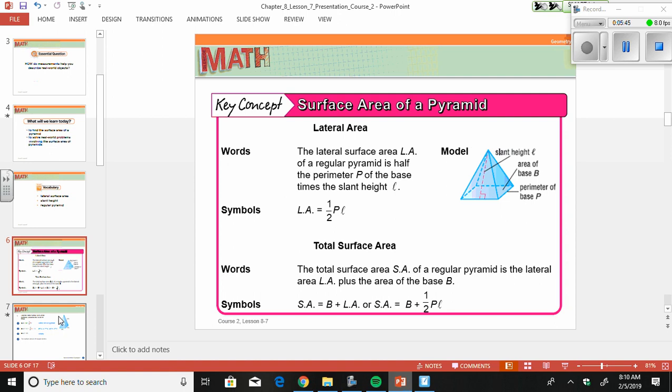So in words, the lateral surface area of a regular pyramid is half the perimeter of the base times the slant height L. So it's just going to a figure, picking out that information, your slant height, the perimeter of the base, and plugging it into a formula. The total surface area of a regular pyramid is the lateral area plus the area of the base. So the area of the base plus half times the perimeter times the slant height.